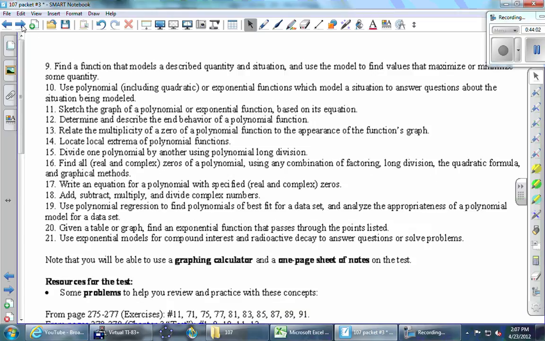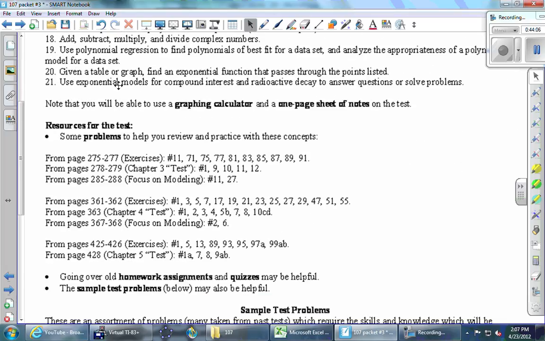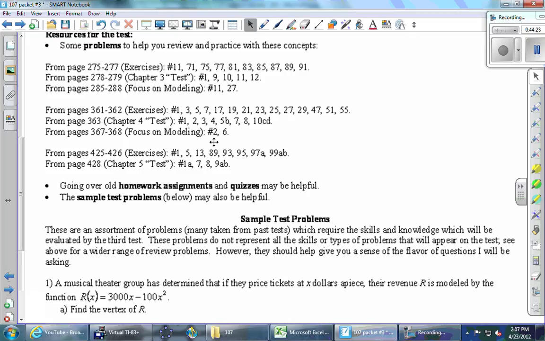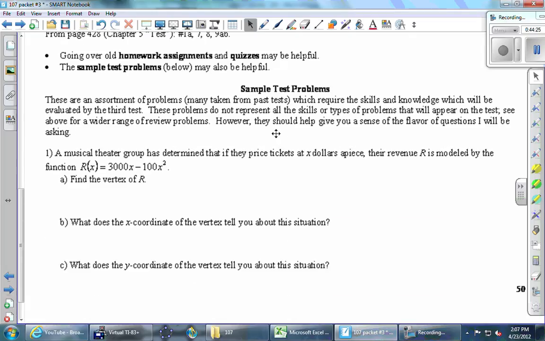Go to the next page. The list continues. Down here, it tells you some of the resources you can bring in. Graphing calculator, 1-page sheet of notes. I will bring the calculators in for people to borrow on Friday. Then there's some extra problems. None of these were homework, so you haven't done them. But if you want more problems to do, there's a good list of stuff from your textbook. And then again, finally, the sample test problems down here at the bottom.